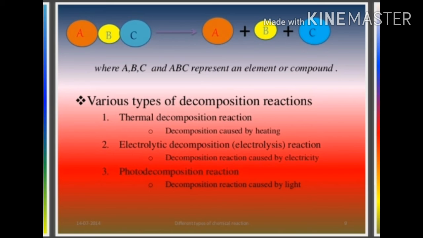Now their types are: thermal decomposition reaction, meaning here the energy source is heat. Some heat is given; we are heating the reactant. Second is electrolytic decomposition reaction. Here the energy is supplied in the form of electricity, and its example is electrolytic decomposition of water. Third is photo decomposition reaction. Here the decomposition reaction is carried out by sunlight.